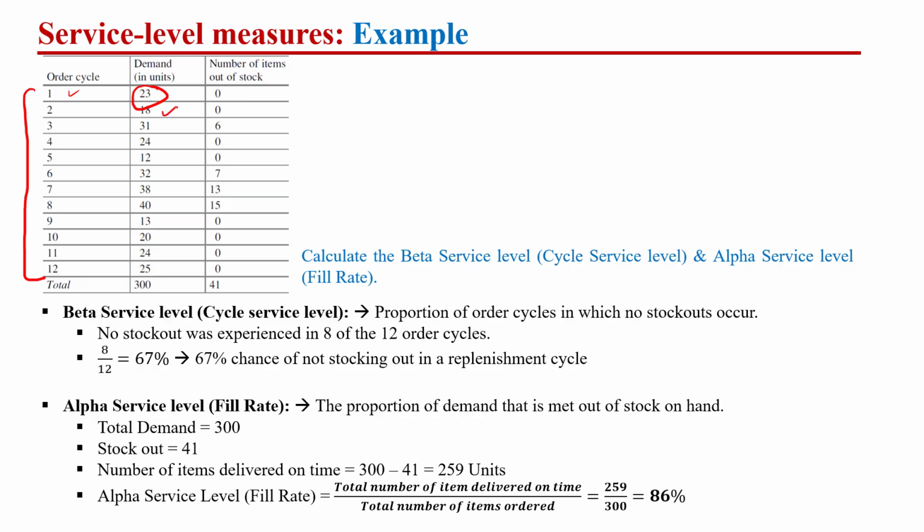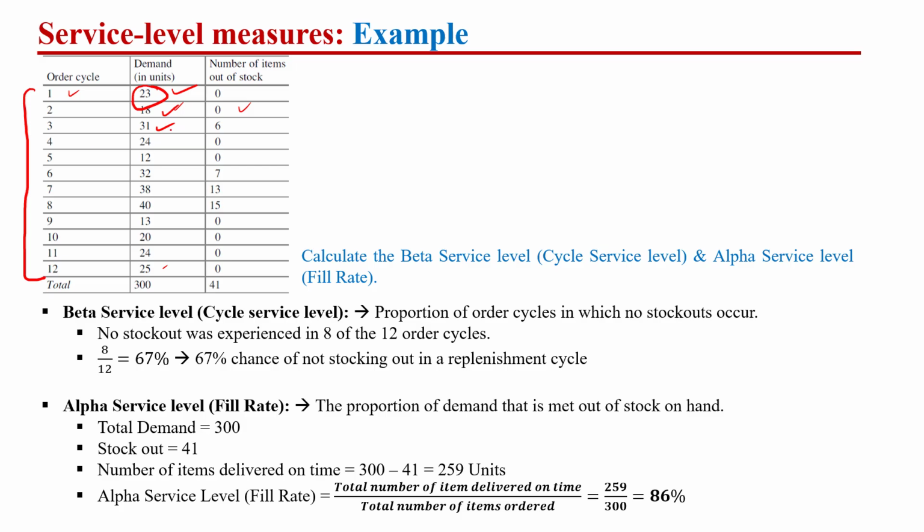In a second order that is 18 units. In a third order we have the demand was 31, and so on, right? So this is indicating the number of items out of stock. So 0 is indicating that the demand came 23 units, and 0 means we fulfilled all the demand. Okay. Same is the case over here. 18 demand came out and we fulfilled all the demand because we have the inventory of that SKU.